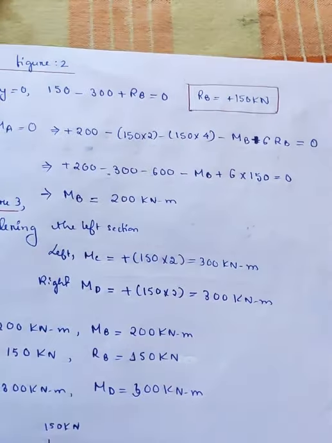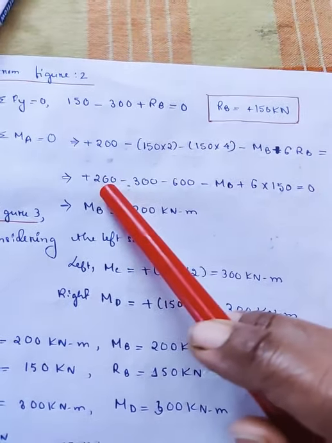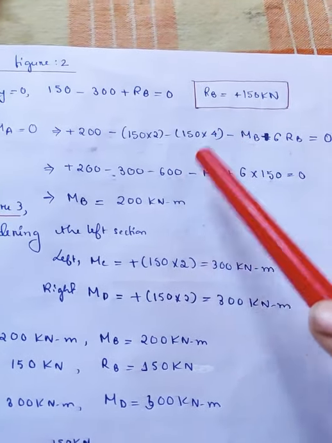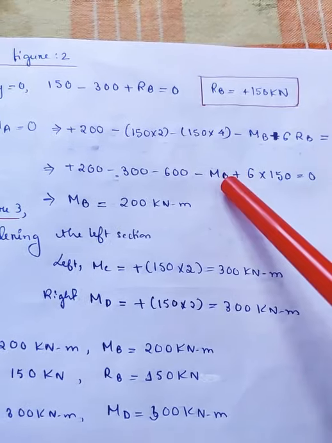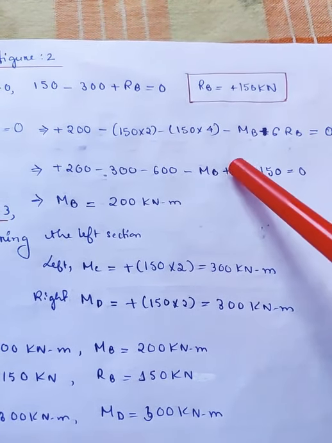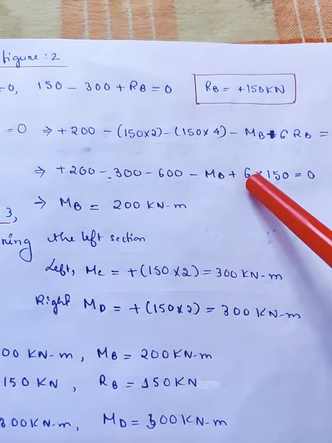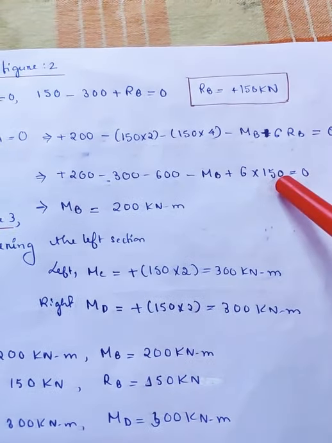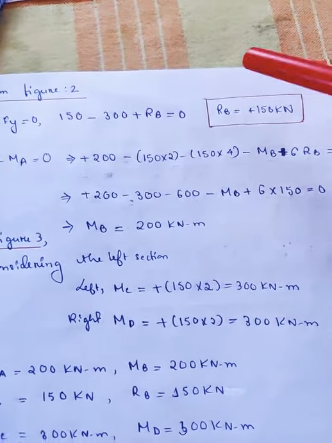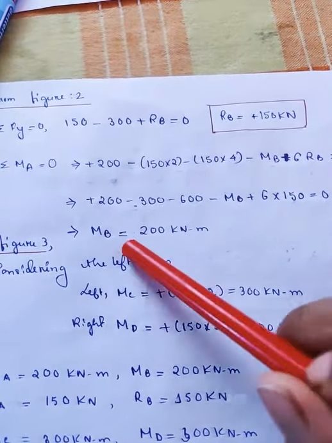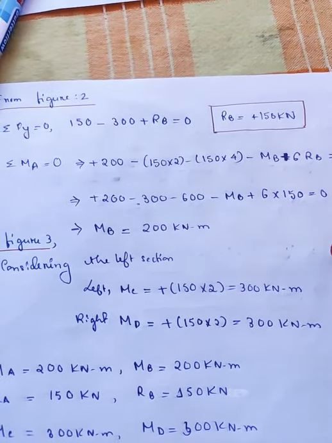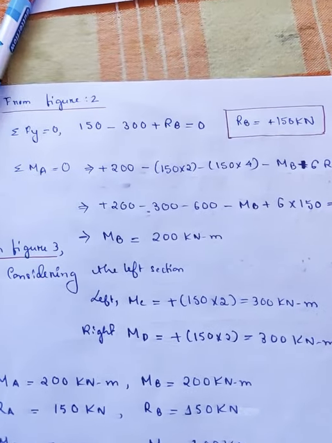Here you can see this is MA, both the forces acting downward with distance we multiply here. Then it is MB, it is acting clockwise. Then RB acting anti-clockwise at a distance of 6 meters. So calculating all these values, we got a value of MB as 200 kilonewton meter, and finally here we got RB and MB. Means in total we got the 4 values of MA, MB and RA, RB.